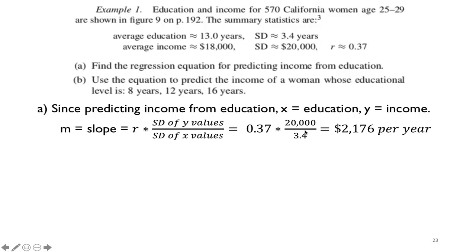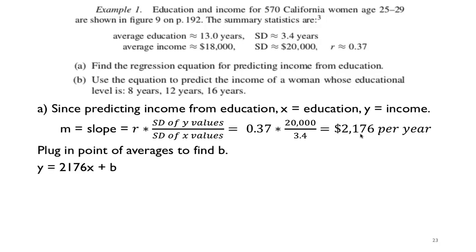So if I do that out, I get that the slope is about $2,176 per year. Again, I'm dividing dollars by years, so this is the unit of the slope. That means that for every year of education, my gain is about $2,000. So now that I have the slope, which is 2,176, I need to find b.